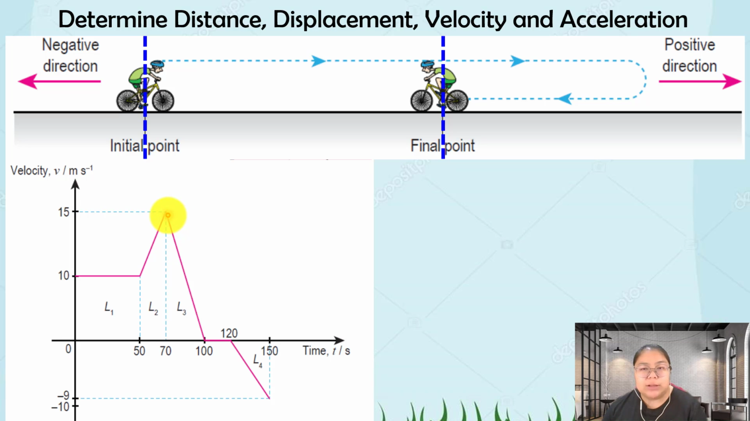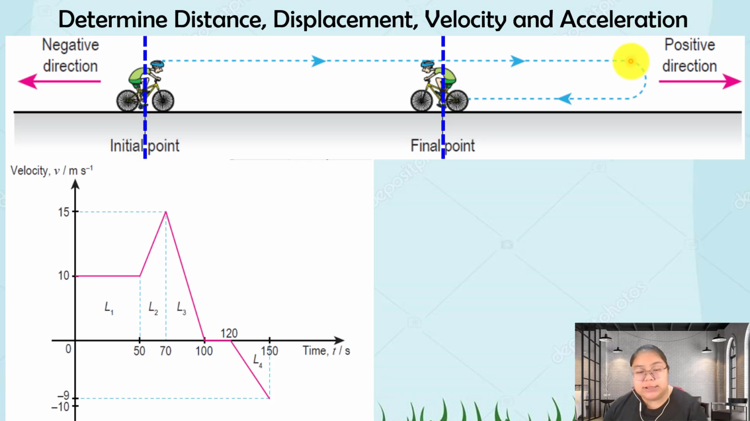After that, until 15 they accelerate. Now they start to slow down. Slow down means deceleration. From the 15, drop until 0, slowing down until 0 using 30 seconds. So from 100 to 120, the object is at rest. They never move. After 120 seconds, the object starts to move again, but in the opposite direction.